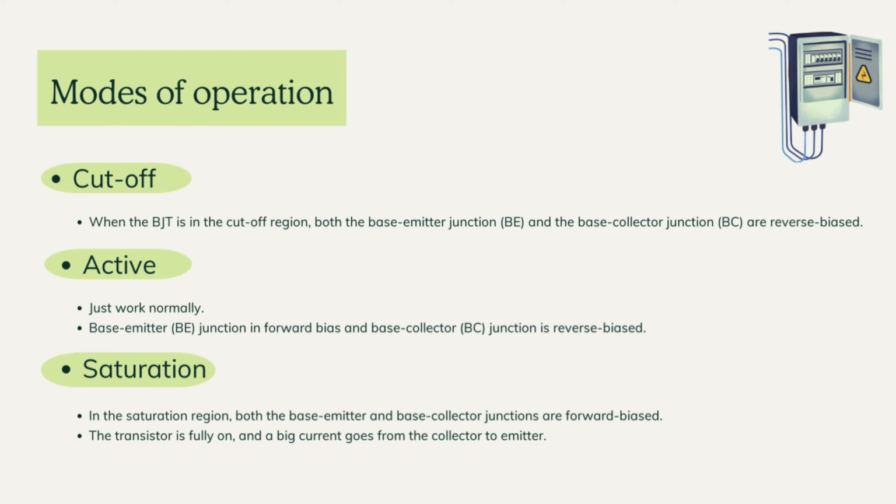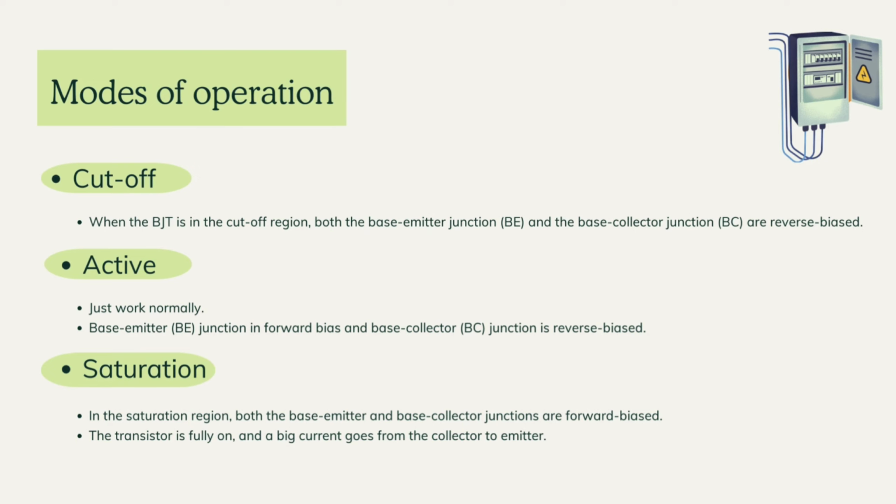And the last one is saturation. In this region, both the base-emitter junction BE and base-collector junction BC are forward biased. The transistor is also fully on, and a big current goes from collector to emitter.